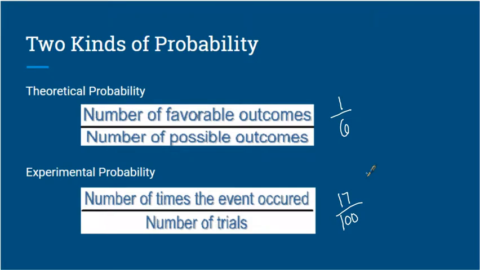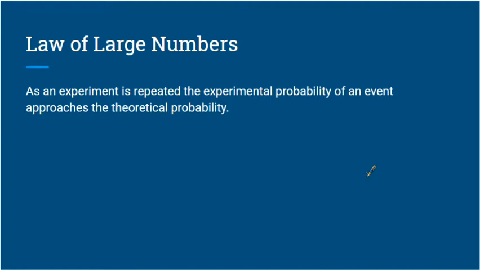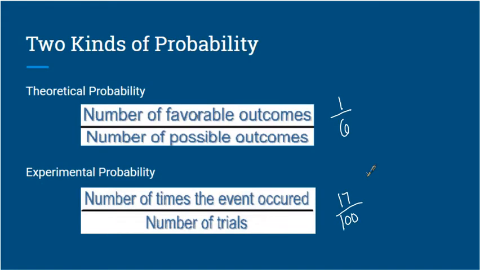So we have something called the law of large numbers. And what that says is the more times I repeat an experiment, my experimental probability is going to get closer and closer to my theoretical probability. So if I roll it 100 times, it might be sort of far away from 1 over 6. But if I rolled it 1,000 or 1,000,000 or 1,000,000,000 times, the more I do something, it's going to get closer and closer to that theoretical probability.